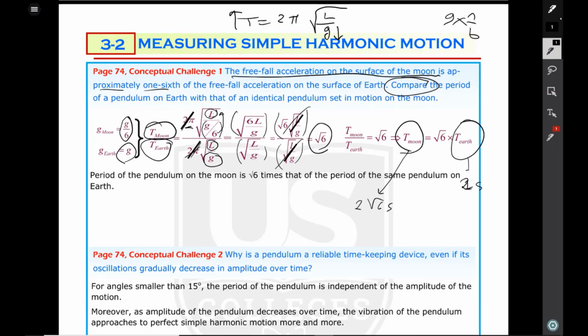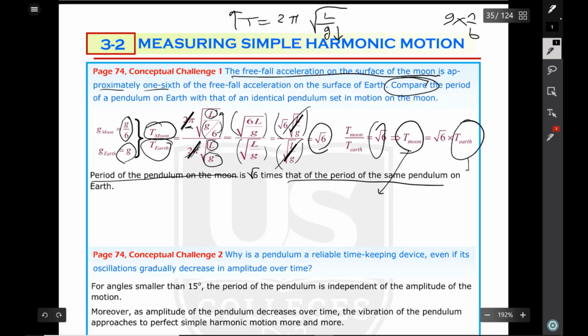So it's going to be like this, and this is one of the ministry exam questions asked, I think in 2017, the first time it was asked. Yes, period of the pendulum on the moon is root of 6 times that of the period of the same pendulum on the Earth. This number will never change between Earth and the moon. This number will always be root of 6.